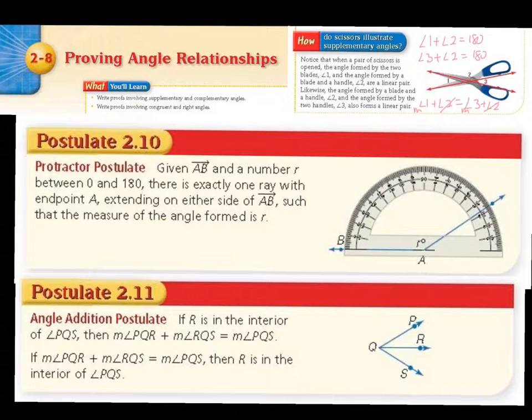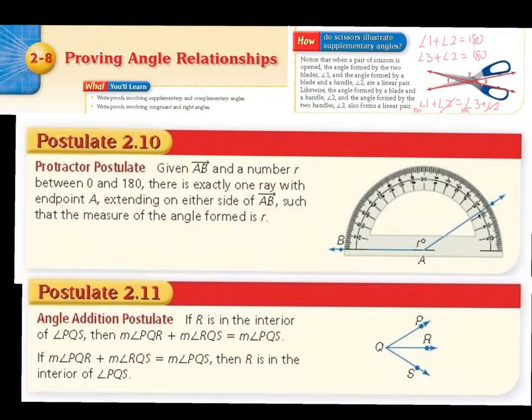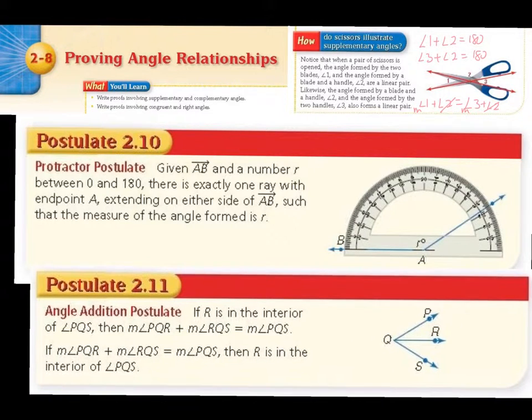So you won't be surprised to know that there's also an angle addition postulate, just like there's a segment addition postulate. If R is in the interior of angle PQS, which it is in the picture, then the measure of angle PQR plus the measure of angle RQS equals the measure of angle PQS. Or reversing it, if the measure of angle PQR plus the measure of angle RQS equals the measure of angle PQS, then R must be in the interior of angle PQS. The converse is true also.